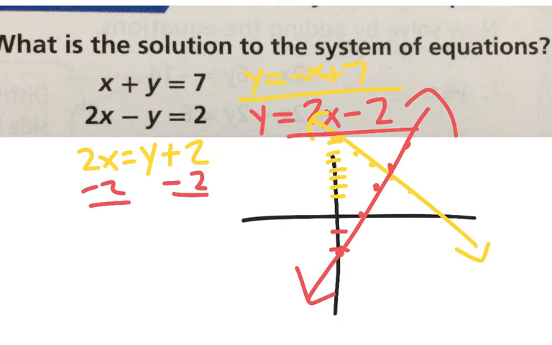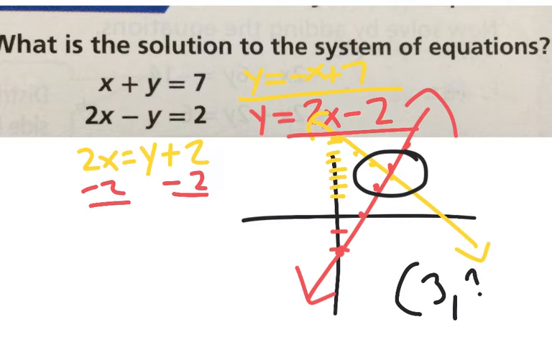So now what's the solution to my system of equations? It's the point where the 2 lines intersect. Okay, what is that point? Looks like it's at about 3, 4. So this is how you do it by graphing.